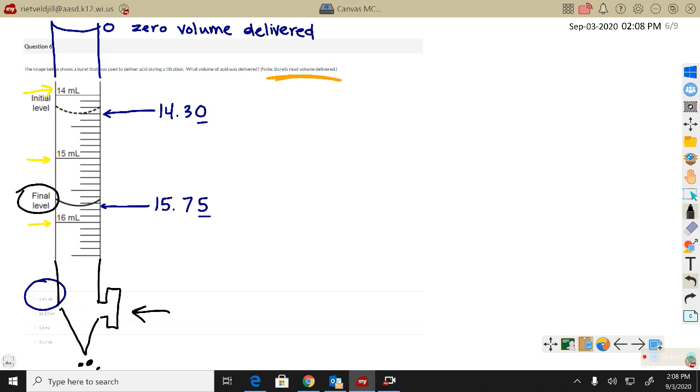So if I subtract these two, I should be at about 1.45 milliliters delivered. Now maybe you knew too that it's got to be either the 1.45 or the 16.25, because if I just look at the markings, this measuring tool should be able to read for sure to the nearest tenth of a milliliter, and then I get to estimate to 100th. So I should have volume readings that have 2 decimal spots.